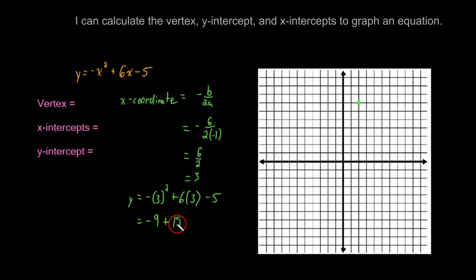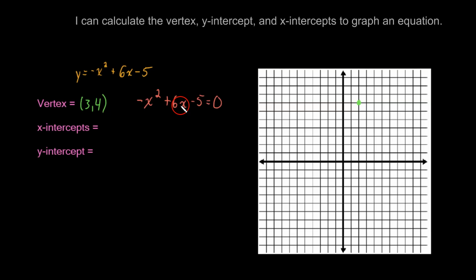Plus 18 minus 5. This is equal to 9 minus 5. Negative 9 plus 18 is 9. And this is equal to 4. So my vertex is at the ordered pair of 3, 4. Let's go ahead and calculate the x-intercepts now.